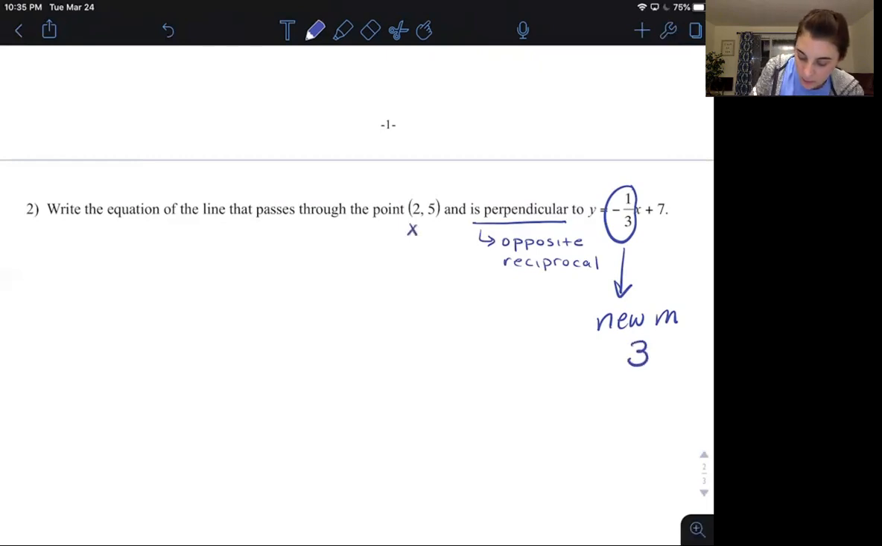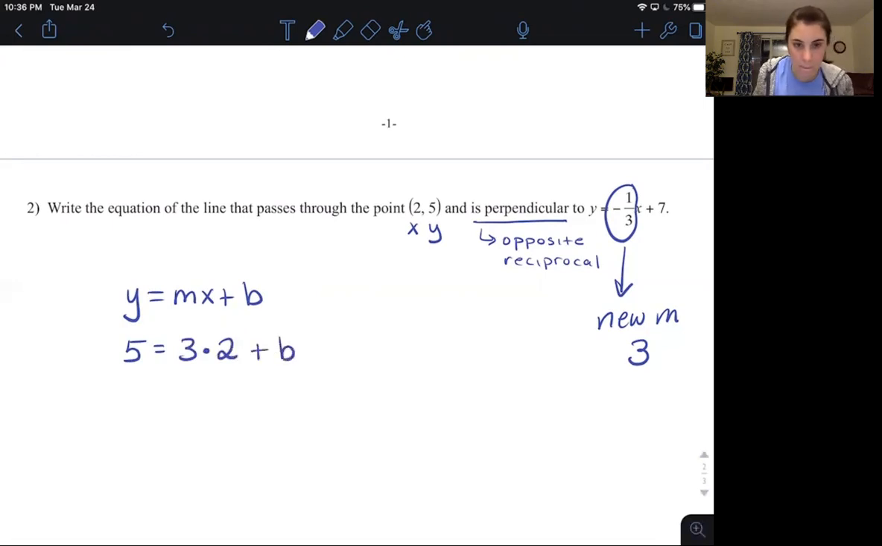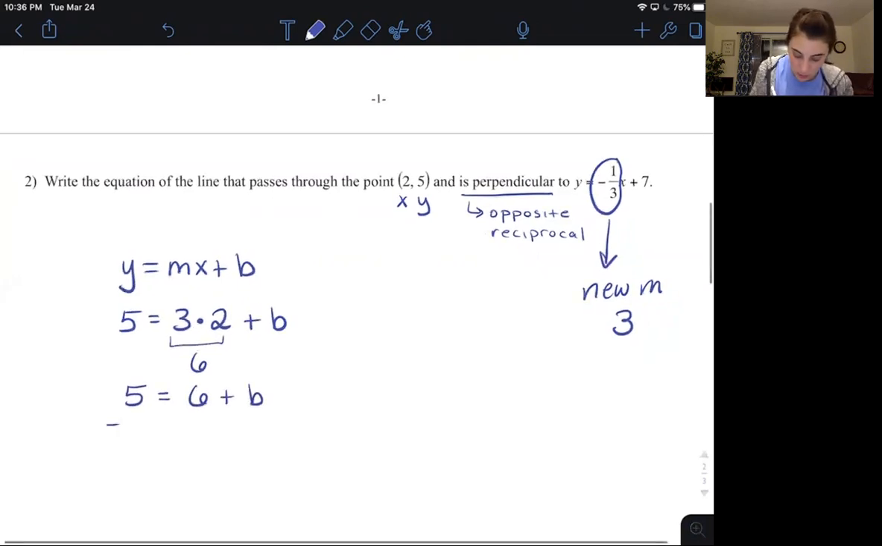This point is still x comma y. I still use y equals mx plus b. So I'm going to plug in the 5 for the y, the 3 for the m, the 2 for the x, and then plus b. This becomes 6. It actually looks a lot like the other example we just did because we're going to get the same answer. That's just a coincidence. We end up getting -6, b is -1.